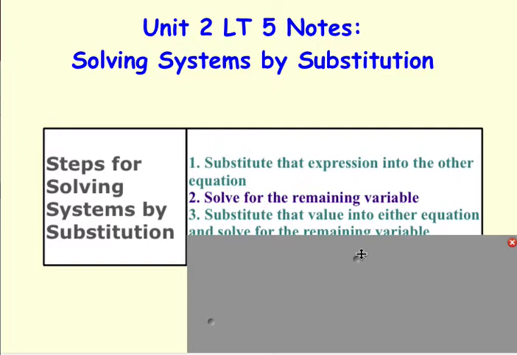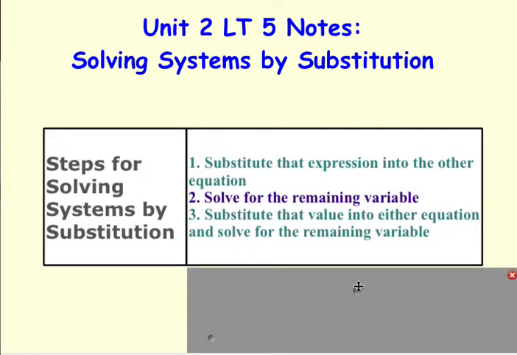The second step is to solve for the remaining variable. We're going to have two equations, each with two variables, and we need to know what each of those variables is. Once you've solved for that first variable, your third step is to substitute that value into either equation and solve for the remaining variable. So let's take a peek at what this is going to look like.